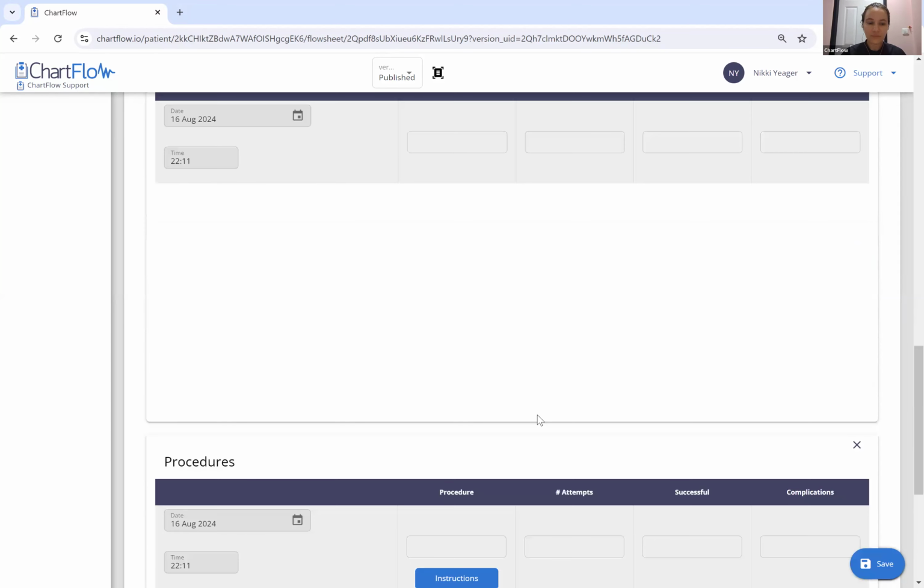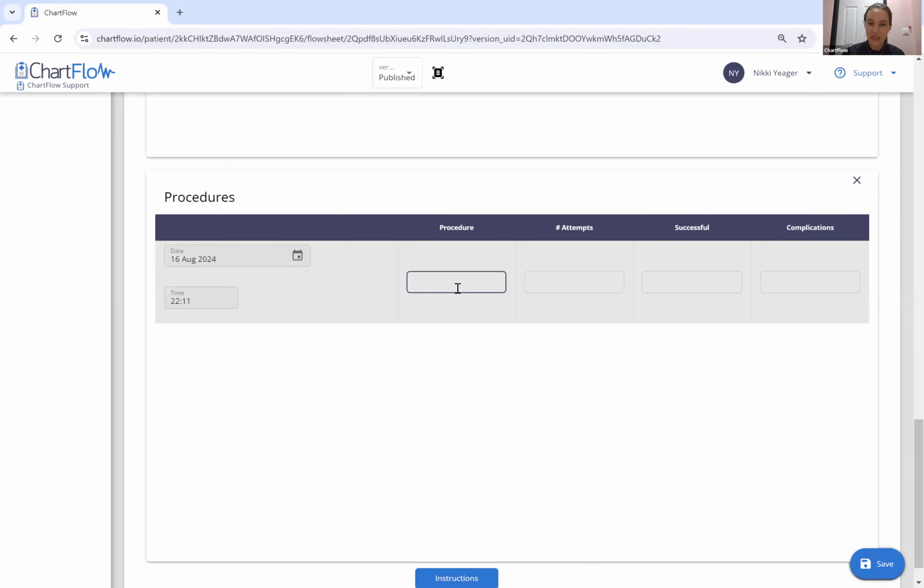Procedures, in this case, maybe the person did set up a 12-lead EKG so that they could report that when they arrived at the hospital. That could be in here. If you had a different scenario where the person needed to be intubated, any procedure you do can go in this section. So we have the procedure itself.